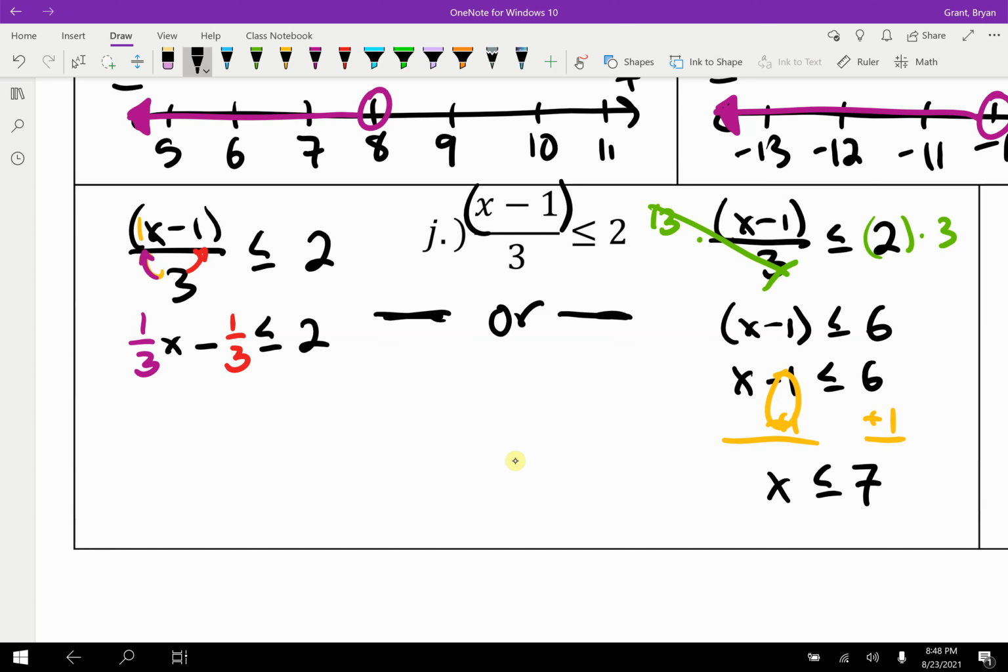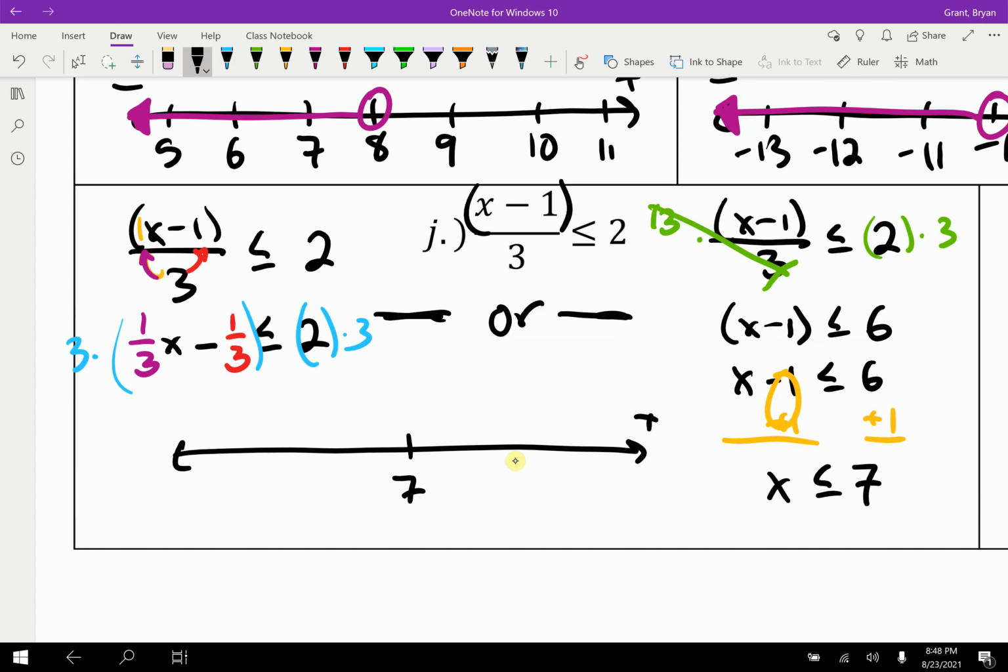If you wanted to distribute and solve that way, you could. You might get some fractions. Another step from here is you could multiply both sides by 3 at this point to undo the fractions. We covered that in another lesson, but I would run out of room here. So let's get our number line, and then we can move on to our last one on this page.